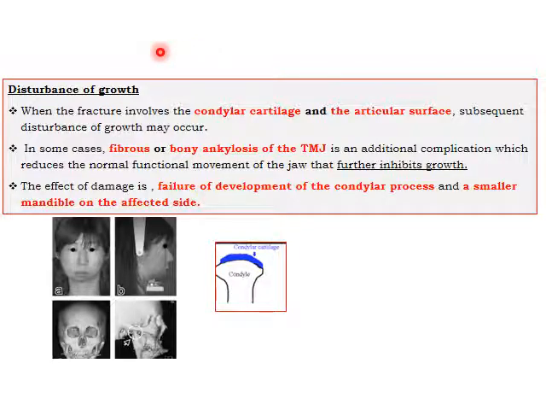In some cases, fibrous or bony ankylosis of the TM joint occurs, which we talked about in previous lectures. In addition to these complications, with fibrous and bony ankylosis, what will be affected? The normal function of the movement of the jaw. When the normal function of the jaw is affected, it further inhibits the growth of the mandible, leading to disturbance of growth.